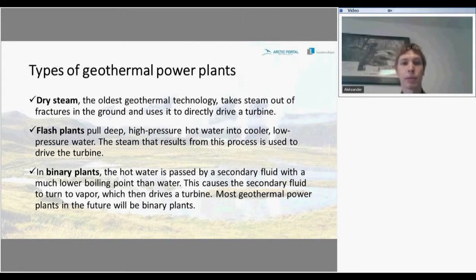There are 3 main types of geothermal energy plants. Dry steam, which takes steam out of fractures in the ground and uses it directly to drive a turbine. Flash plants pull deep and high-pressure hot water into cooler, low-pressure water. The steam that results from this process is used to drive the turbine. And the last one is a binary plant, which takes hot water, and that hot water is passed by a secondary fluid with a much lower boiling point than water. This causes the secondary fluid to turn into vapor, which then drives the turbine. Most geothermal power plants in the future will be binary plants because this technology is much more efficient.